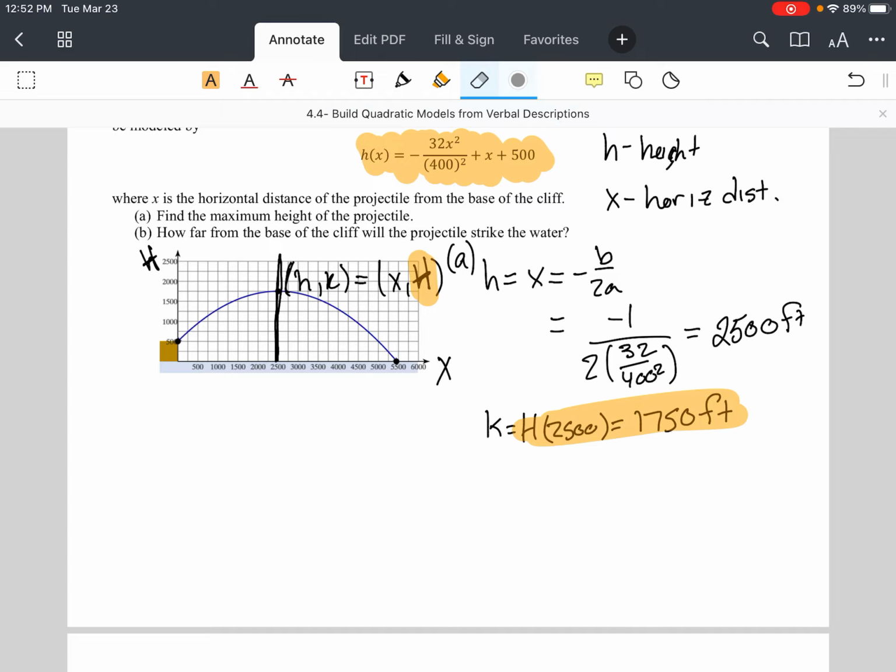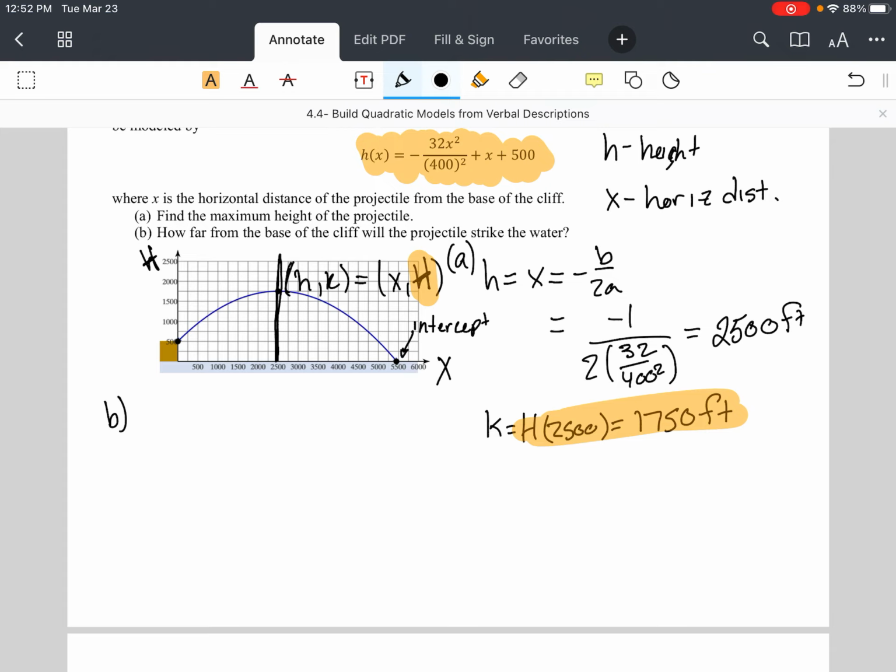Then in part B, it's asking how far from the base of the cliff will the projectile strike the water? In order to do this, we're actually going to find the x-intercepts. So this is an intercept.